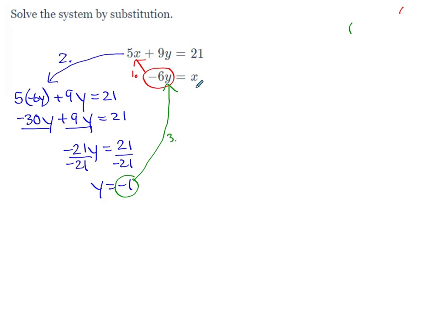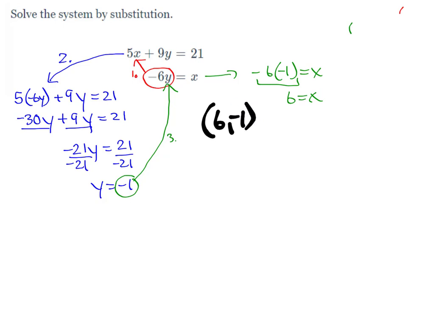So step number 3, I'm just going to rewrite this over here. I've got negative 6, parentheses, in goes negative 1 for y, is equal to x, and then we'd simply go ahead and evaluate. Negative 6 times negative 1 is positive 6. So our ordered pair is going to be, I've got a 6 for my x value. Remember, alphabetically, x comes first. 6 comma negative 1.